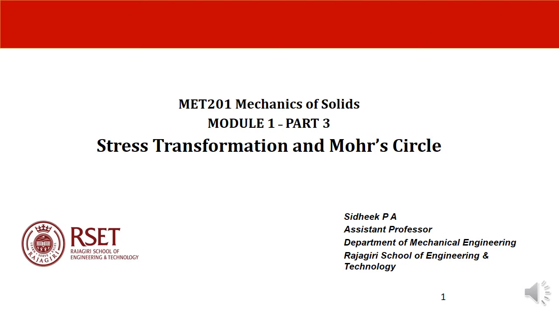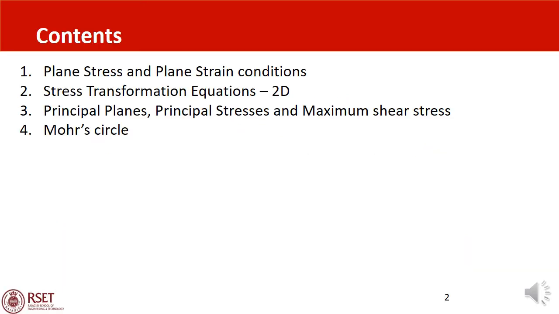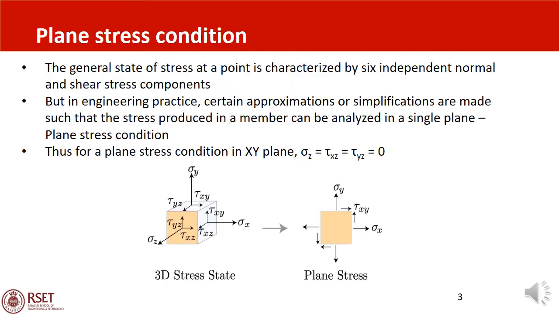In this lecture, we will see the third part of Module 1 of the subject MET 201 Mechanics of Solids. These are the contents of this lecture. First of all, we will discuss the plane stress and plane strain conditions, then the stress transformation equations for plane stress conditions, and then we will be introduced to the concept of principal planes, principal stresses and maximum shear stress. And finally, we will see the Mohr circle method, which is a graphical method to find out the principal planes, principal stresses and maximum shear stress.